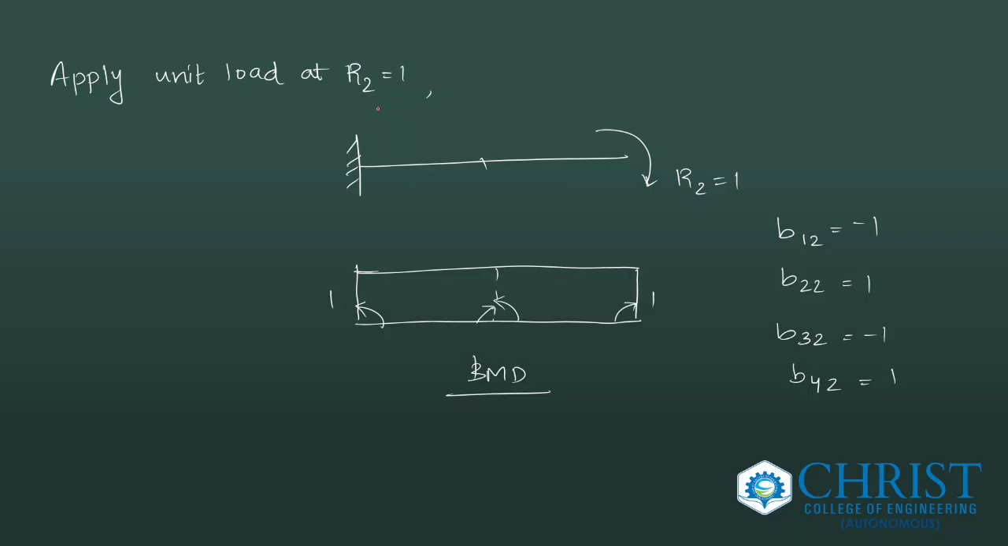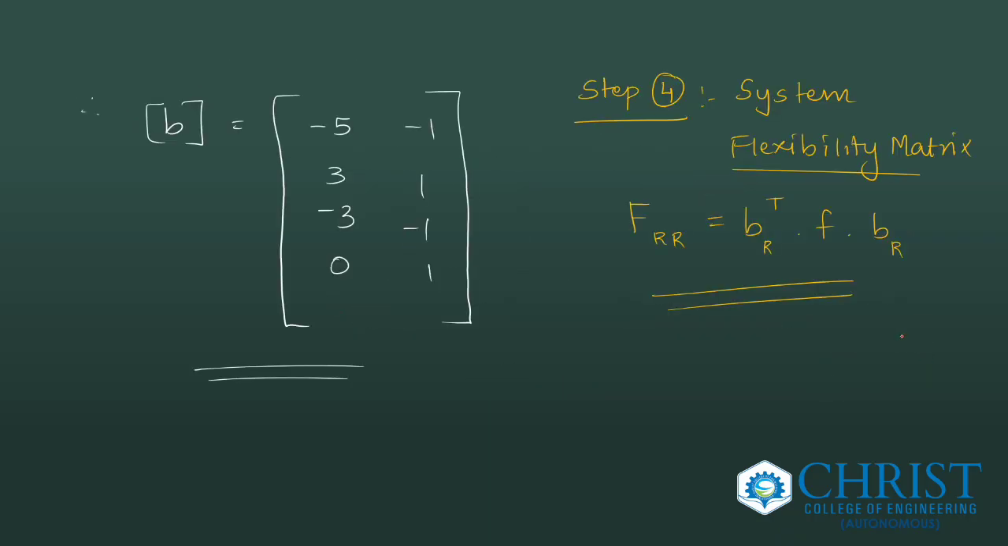Apply unit load at R2. It is a moment at any section. I take a section and look at this side, the moment value is 1 itself. I take a section here and look at that side, it is 1 itself. So this is my bending moment diagram: 1, 1, 1. Anti-clockwise is taken as minus, clockwise 1, anti-clockwise minus 1, and clockwise 1 itself. So finally, adding all the matrices together, I get the force transformation matrix as shown in the figure.